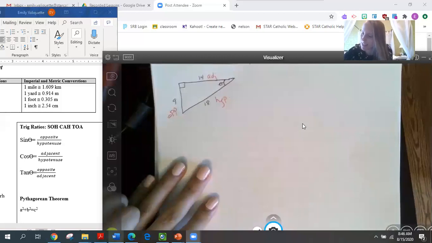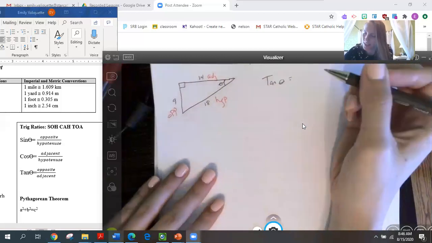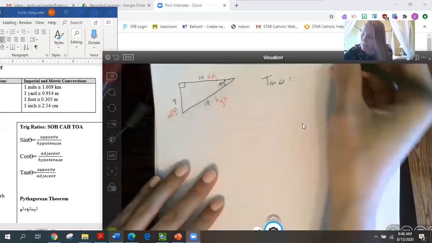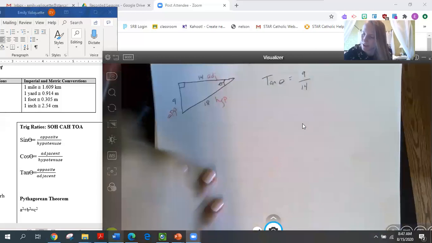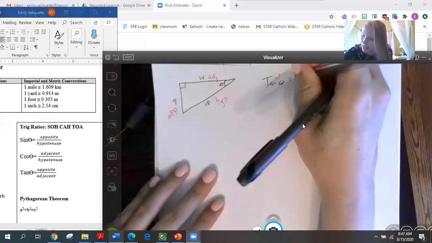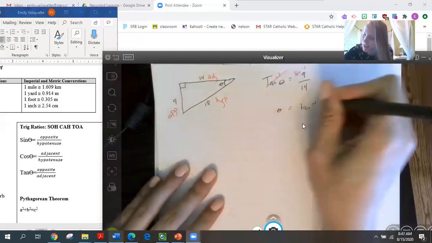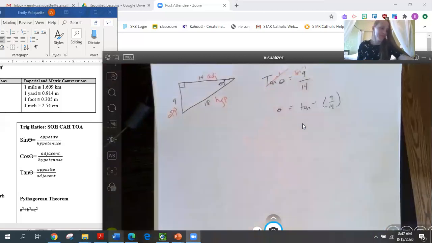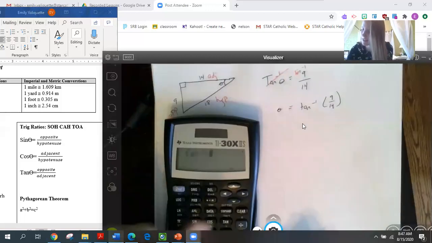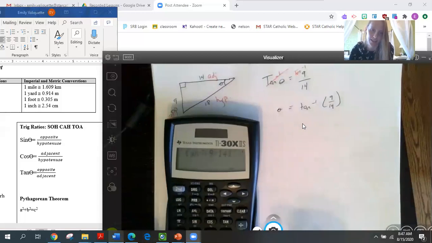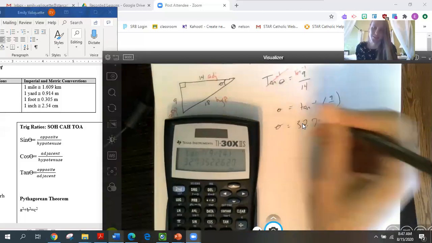So this time, the tan of the angle is once again opposite divided by adjacent, so 9 divided by 14. And then of course I need to take the tan inverse. So the tan inverse of that. So my angle is the tan inverse of 9 over 14. And I'll just plug that into my calculator all at once. So second tan 9 divided by 14. And I get 32.7 degrees is my angle.